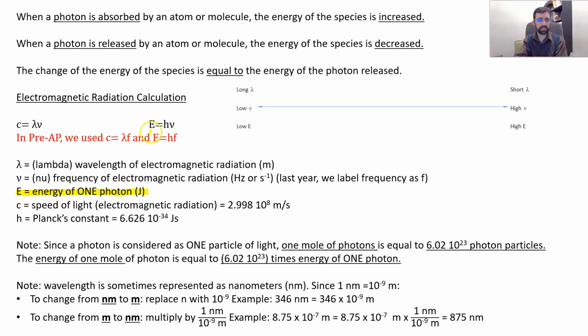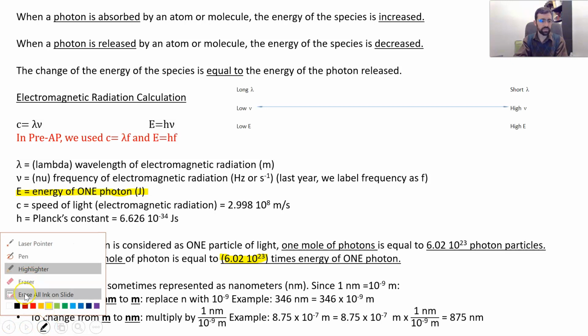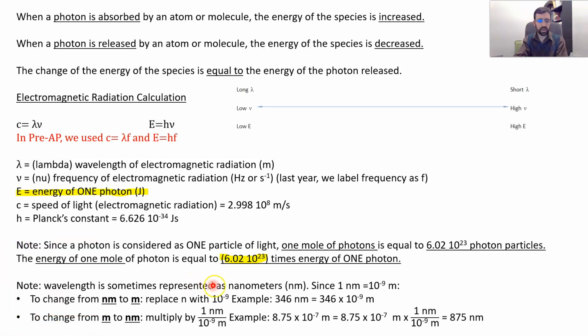So when I calculate the energy using h times frequency, I'm actually calculating the energy of one photon. If I wanted the energy of a mole of photons, I would multiply that number by 6.02 times 10 to the 23rd power. Note that wavelength is sometimes represented in nanometers. So because of that, this is how we'll do our conversions.